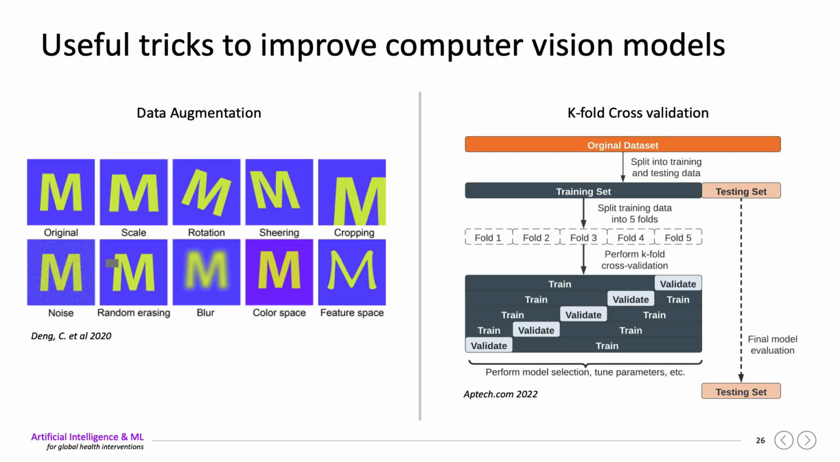This slide covers useful tricks to improve computer vision models, showing two techniques side by side. On the left is data augmentation, from Dung and colleagues in 2020, showing a letter M transformed by scaling, rotation, shearing, cropping, added noise, random erasing, blur, color space changes, and feature space perturbation. The essential objective in augmentation is to apply transformations to data that help the system better interpolate across the full distribution of possible data, while preserving the original labeled class or value.